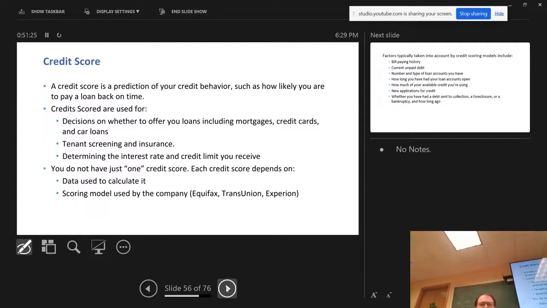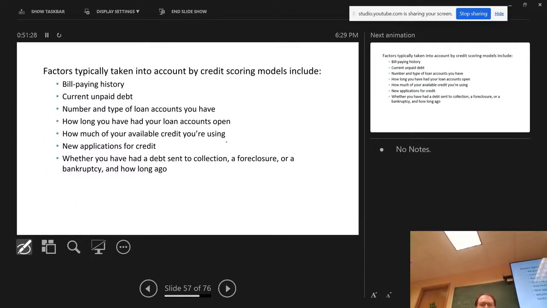All kinds of things go into it, and it's actually used in determining whether or not you qualify for different types of loans. But some things that go into it: if you've always paid your bills on time, do you have any unpaid debt, how many loans you have, how long you've had them, are you using all of the available credit that you have, have you recently applied for other things, or have you been sent to collection, foreclosure, bankruptcy, those sorts of things.